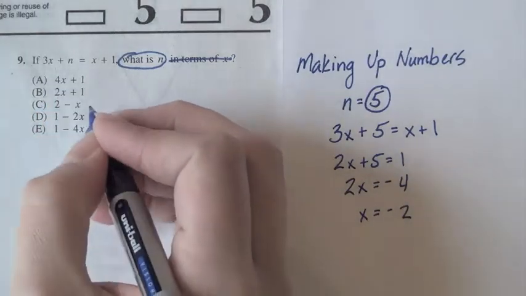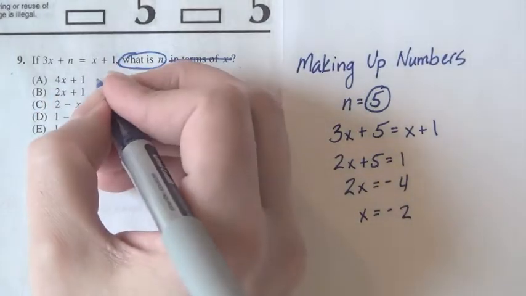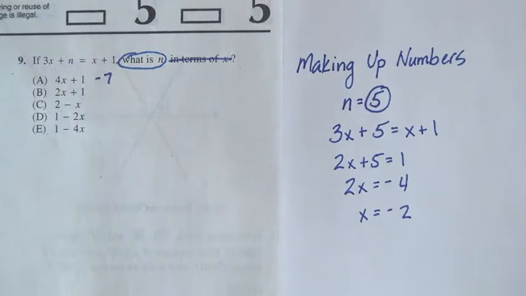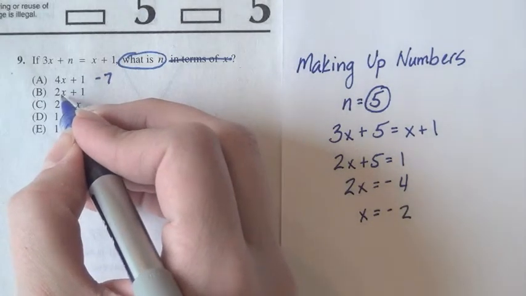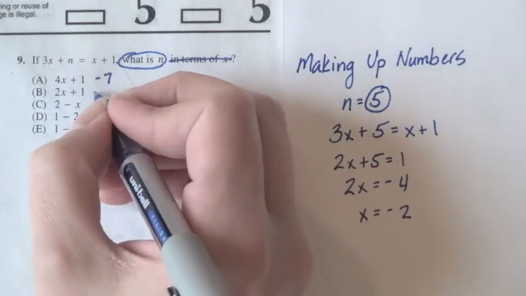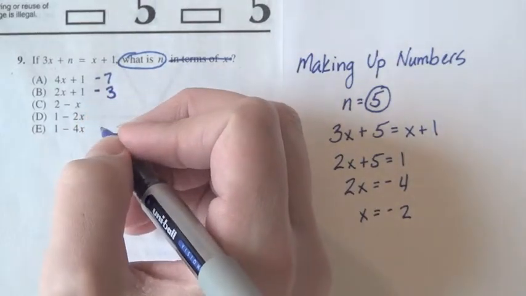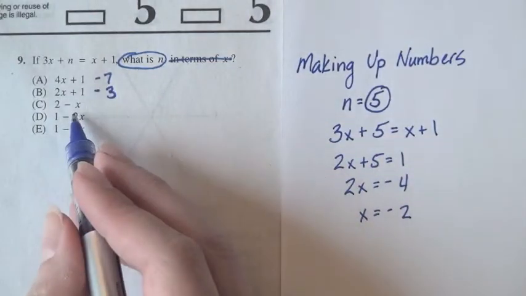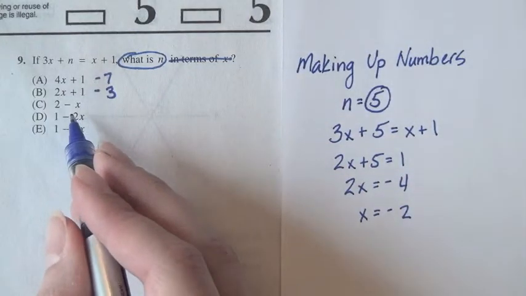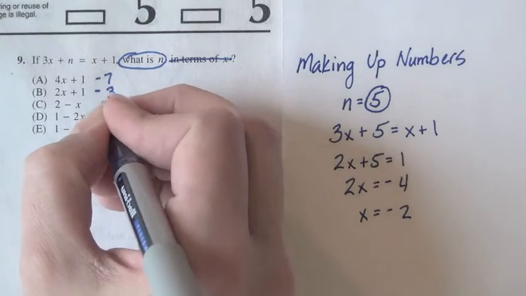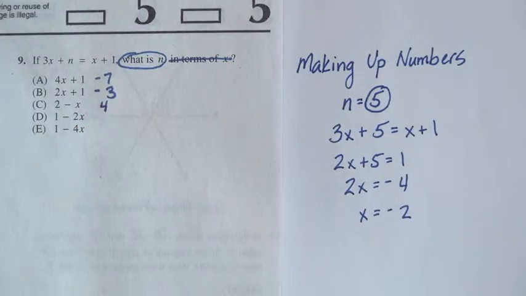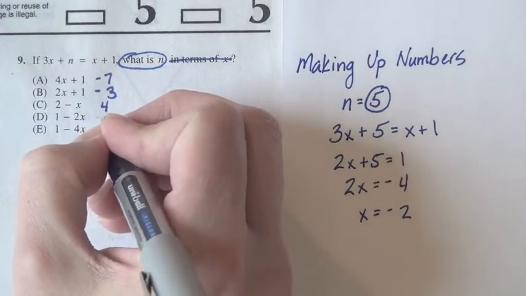So if I plug in negative 2 for x in A, I'll get negative 8 plus 1, or negative 7. Moving on to B, if I plug in negative 2, I'll get negative 4 plus 1, or negative 3. If I move on to C, I'll get 2 minus negative 2, or 4. D is 1 minus 2x, or 1 minus negative 4, which is 5.